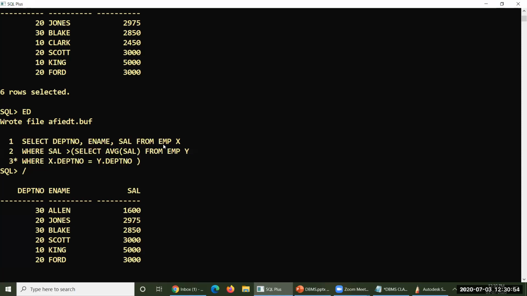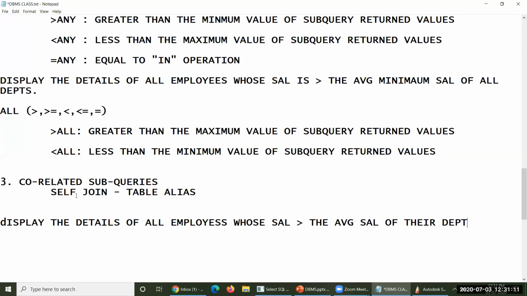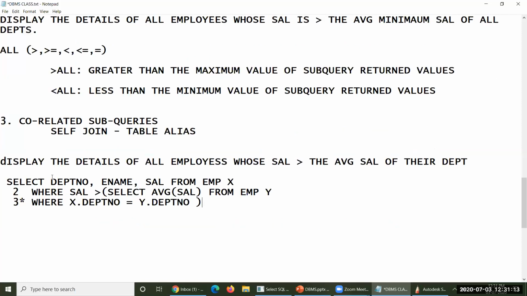So here we have taken a table alias, and this table alias has been executed exactly one time based on the average salary being taken by the specification here. Therefore, it could be seen in such a fashion. This is the way you could write your correlated subquery.